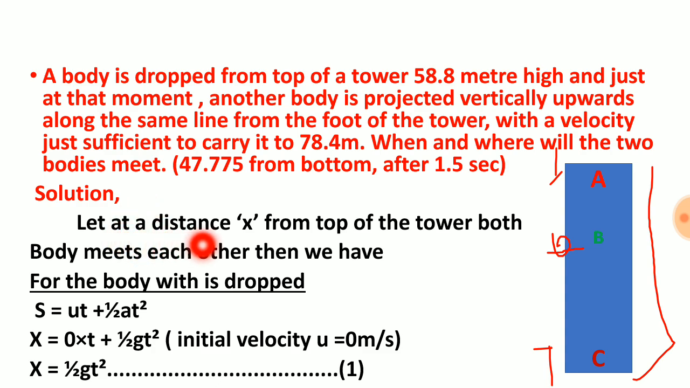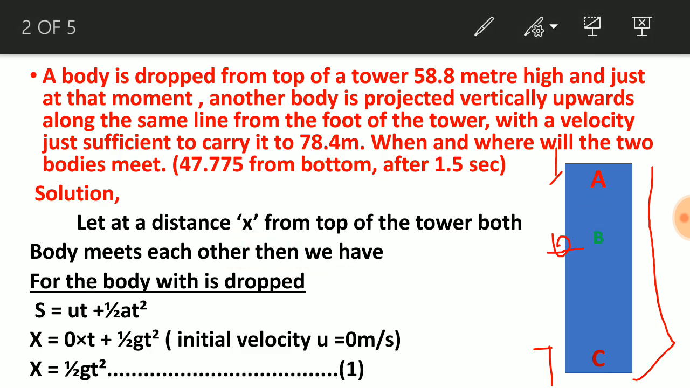Let at a distance x from the top of the tower both bodies meet each other. It means from A to B distance is x. From B to C distance will automatically be 58.8 minus x. So let us consider the first case.